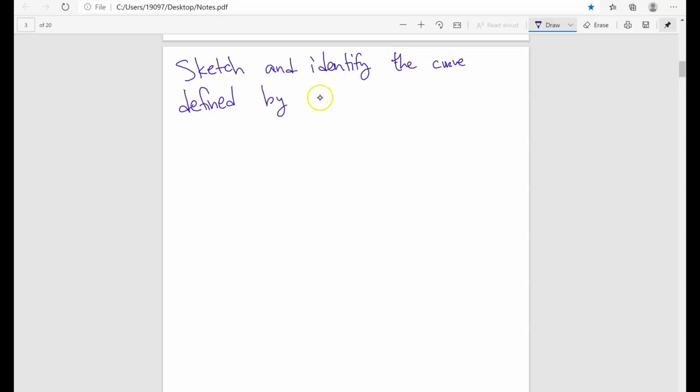Okay, so let's start by sketching a couple of parametric equations. Let's see what these graphs look like. Sketch and identify the curve defined by parametric equations. And here are the parametric equations: x of t is equal to t squared minus 2t, and y is equal to t plus 1.